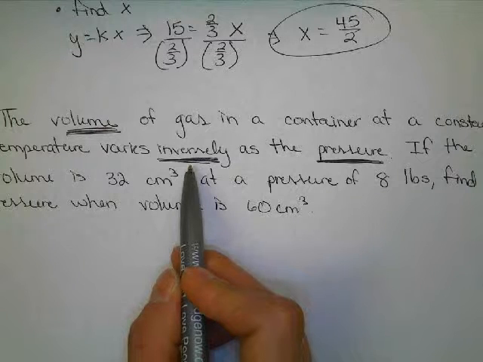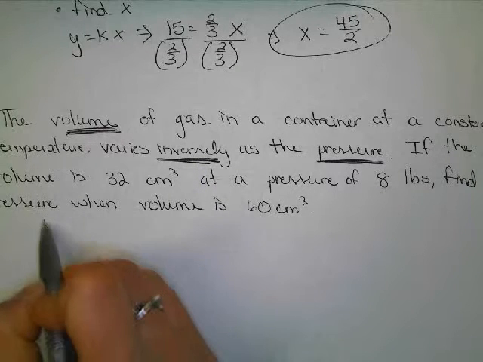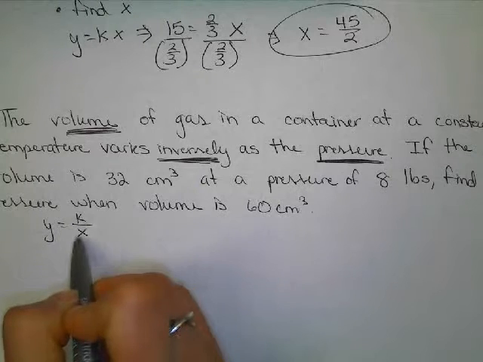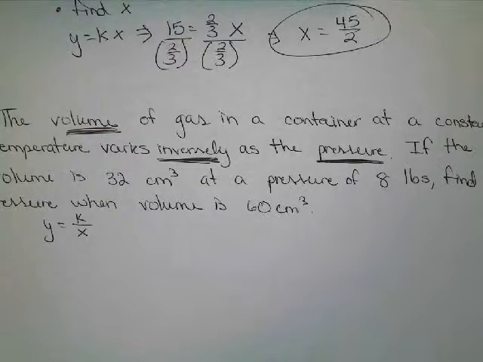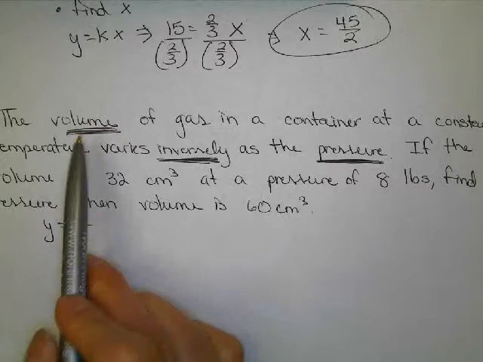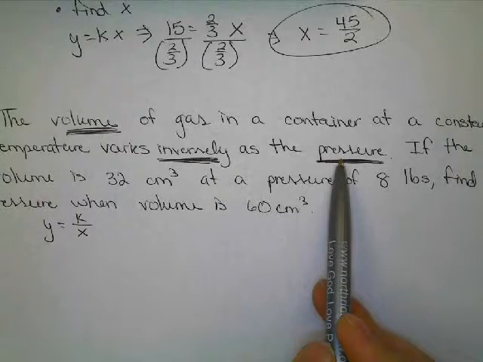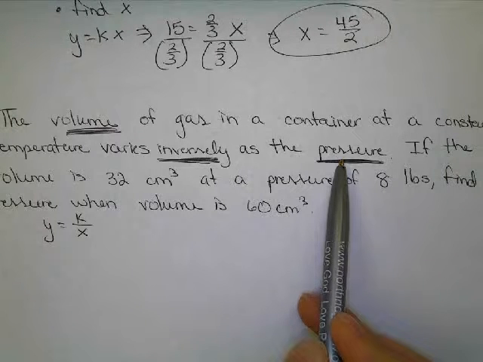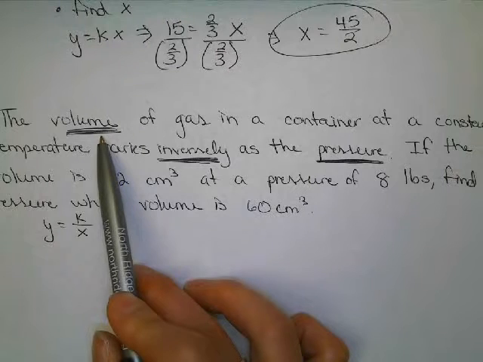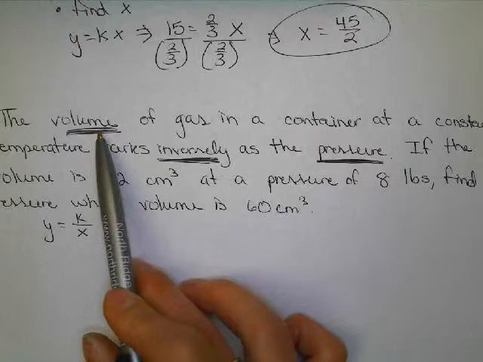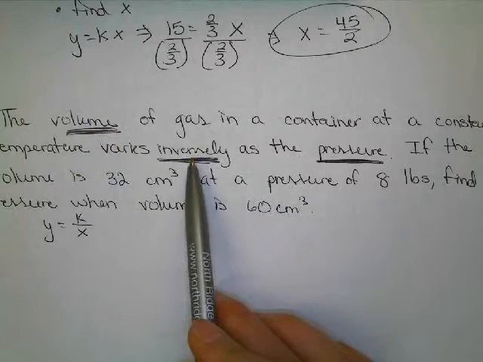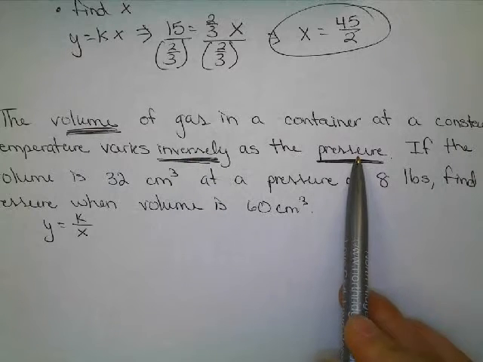So I'm going to set this up. I know it varies inversely, so I'm going to use y equals k over x, because it varies inversely. Now my y in this case is going to be the volume, because the volume is what varies inversely as the pressure. So my pressure is what's changing, and because of that change in pressure, the volume changes as well. So y is my volume, because the volume varies inversely as the pressure.